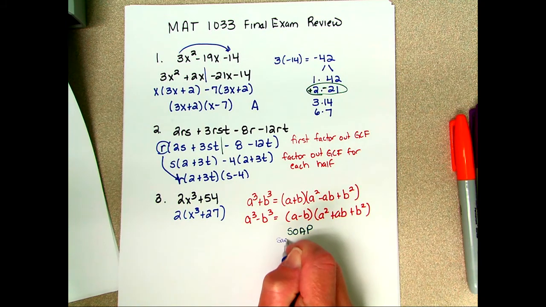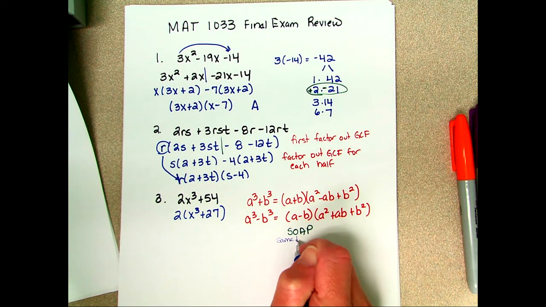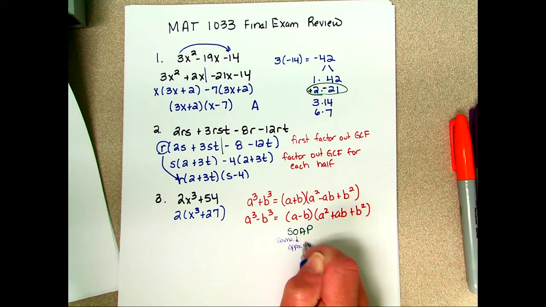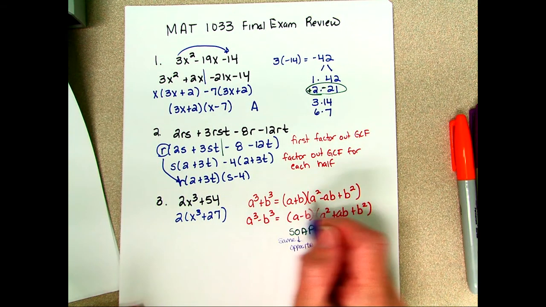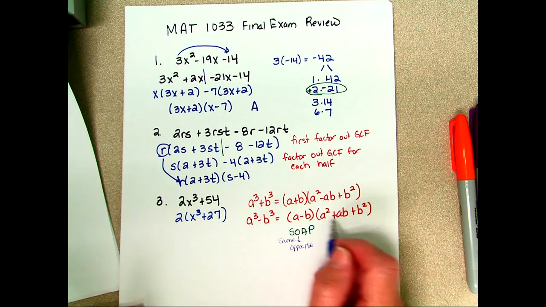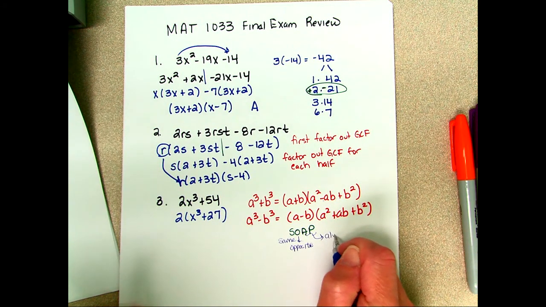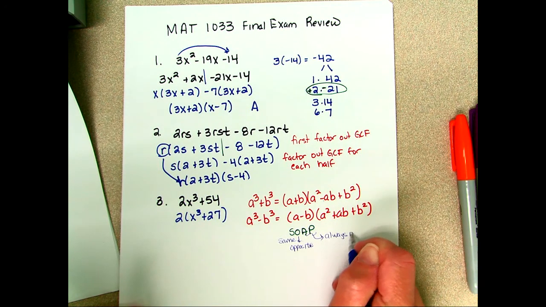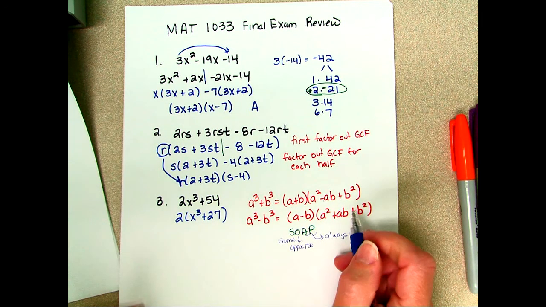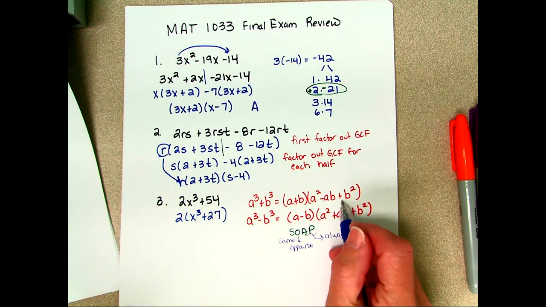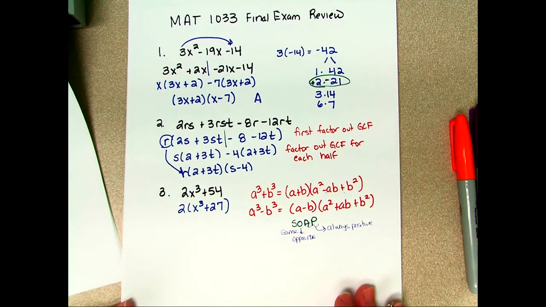The O is for opposite. If it's plus, it's going to be a minus ab. If it's minus, it's going to be a plus ab. AP is always positive. So our last sign in front of our b squared is always going to be positive.